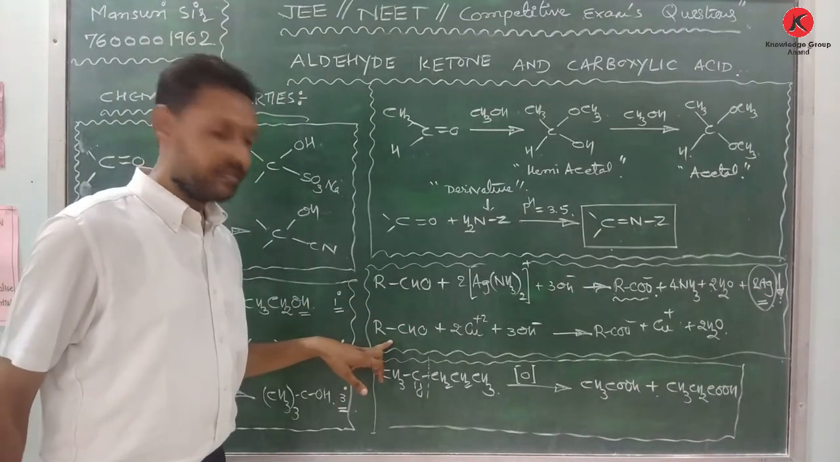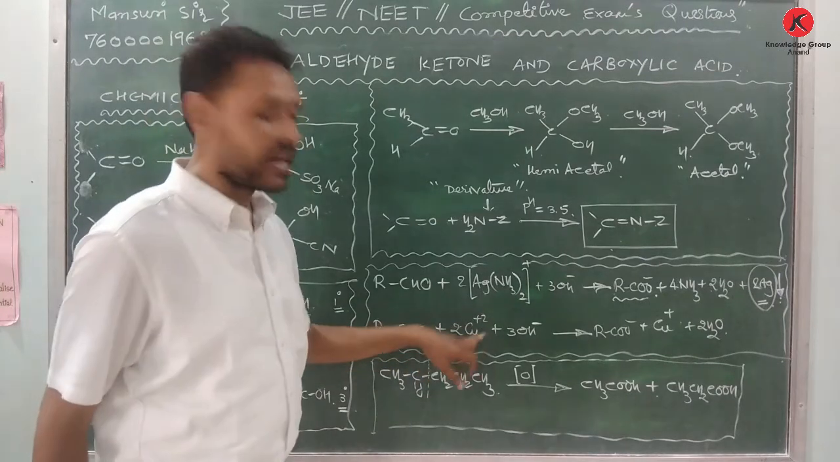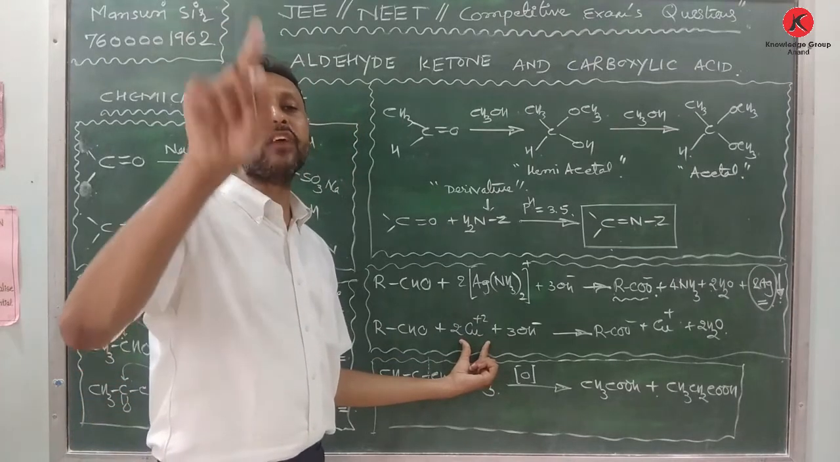Now when aldehyde reacts with cupric oxide, that means Cu2+, which is nothing but the mixture of Fehling A and Fehling B.